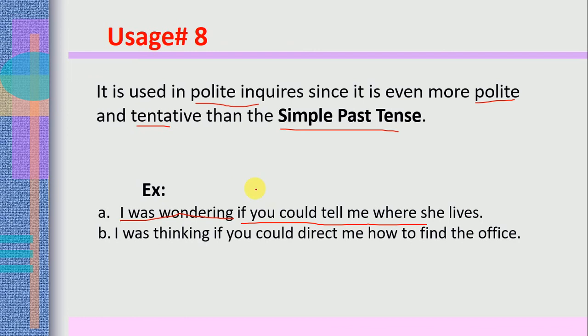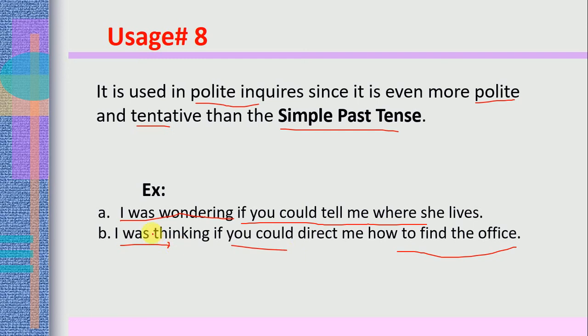We call these polite requests, polite inquiries, polite questions. I was thinking if you could direct me how to find the office. The sentence that follows is in the simple present tense.